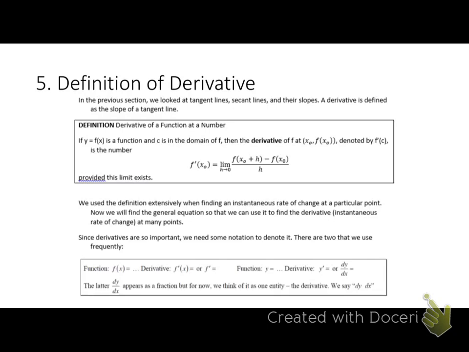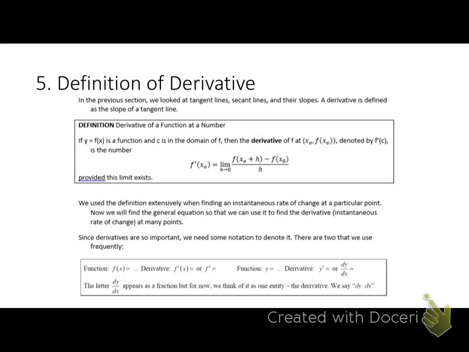We're just giving it a new name. And we used this definition extensively when we were trying to find the instantaneous rate of change at a particular point, or the slope of the tangent line at a particular point. Now I'm going to show you how to find the general equation so that you can find the instantaneous rate of change, or the derivative, or the slope of the tangent line at any point you want, based on the original graph. So before we do that, let's look at the notation. There are two notations that you really need to know. There are more, but we don't really cover those at this level of calculus.